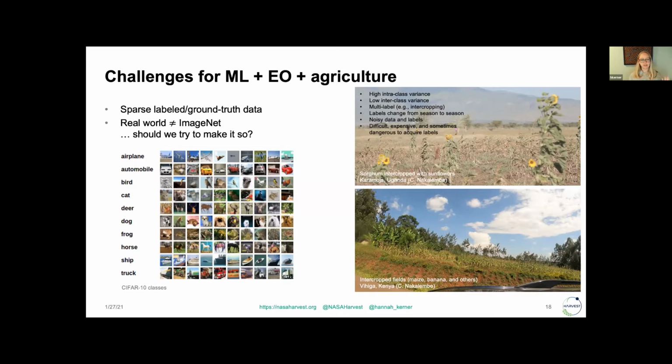So I really think that benchmark datasets are useful, but I think we should be careful to not try to force the real world into machine learning's constraints, but rather force machine learning into the real world's constraints.